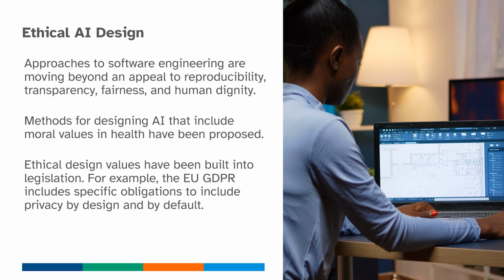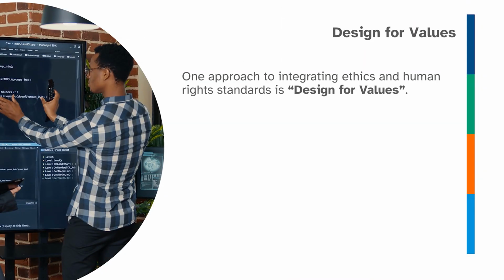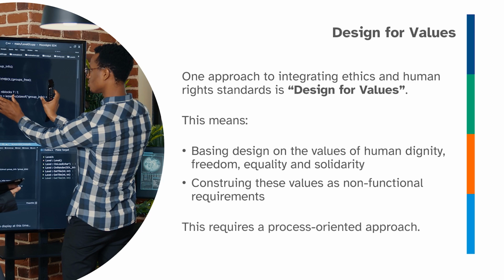For example, the EU GDPR includes specific obligations to include privacy by design and by default. One approach to integrating ethics and human rights standards is design for values. This means basing designs on the values of human dignity, freedom, equality, and solidarity, and for construing them as non-functional requirements. This requires a process-oriented approach that satisfies stakeholder needs in conformity with the moral and social values embodied by human rights.